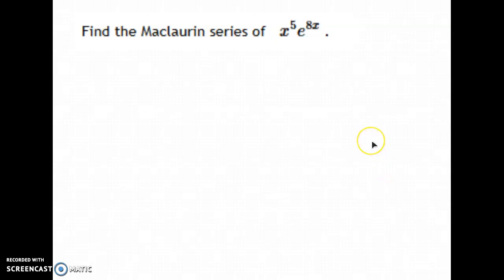So this problem comes from 6.3. It's question number 3. It says find the Maclaurin series of x to the 5th e to the 8x. So in problems like this, you're going to start by writing the Maclaurin series for one of the known functions.